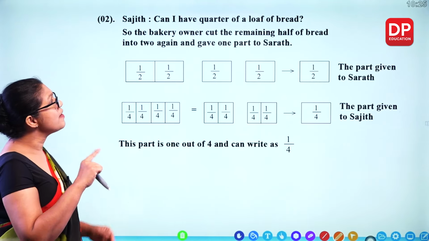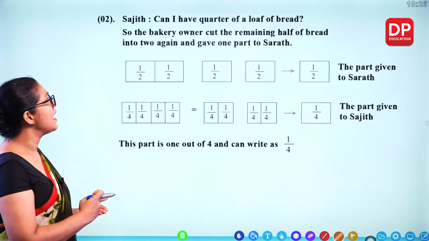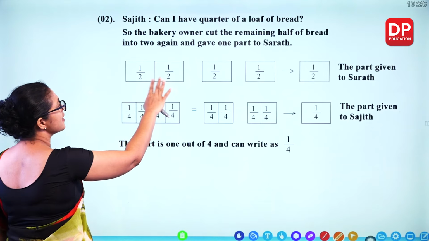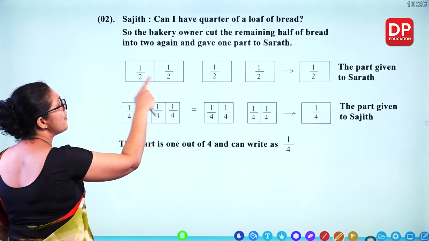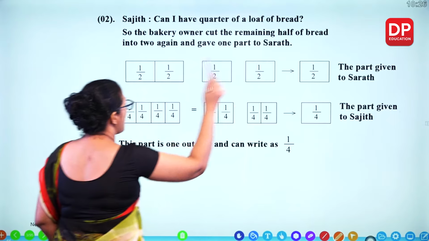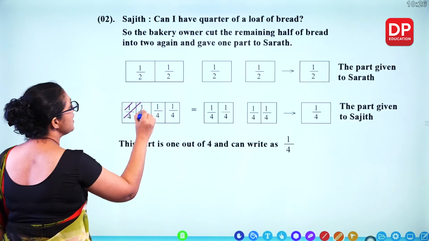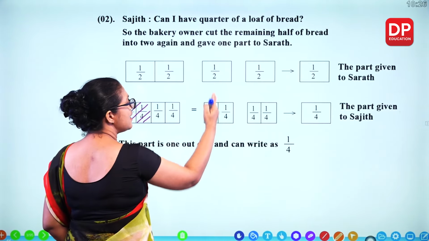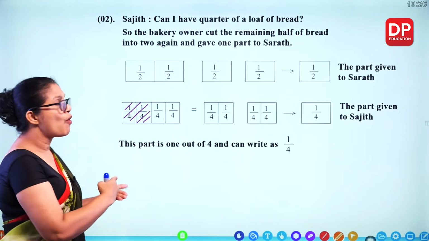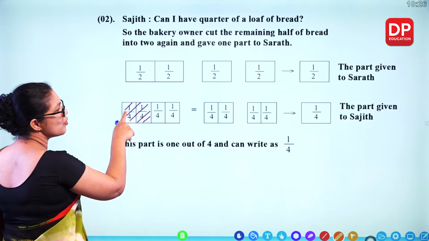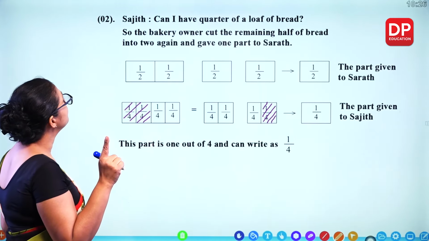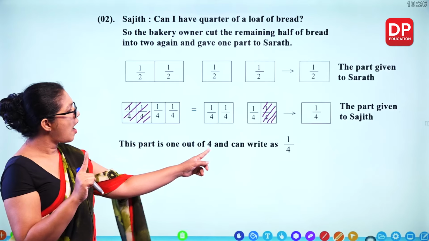Then Sajid went to the bakery and he asked, "Can I have a quarter of a loaf of bread?" So the bakery owner cut the remaining half of bread into two again and gave one part to Sajid. So the full loaf of bread was cut into two parts, half, and one half was given to Sarath. The remaining part was divided again into two parts. So that means the loaf has 4 equal parts, and one part of that he gave to Sajid. So what's the part? 1 out of 4, 1/4.